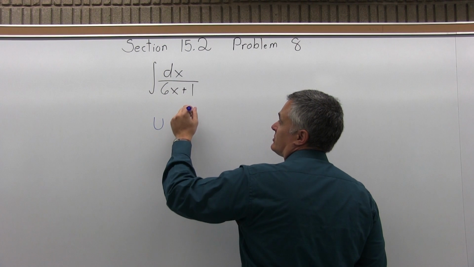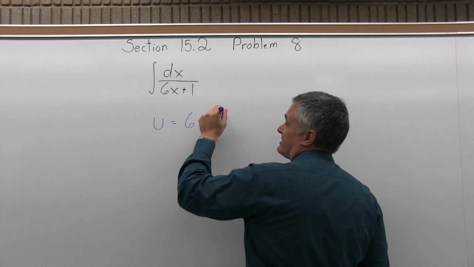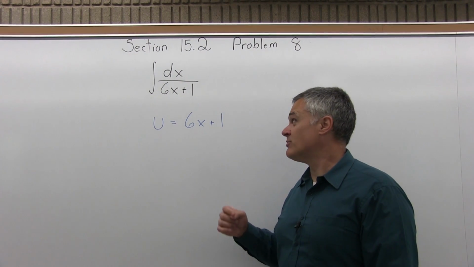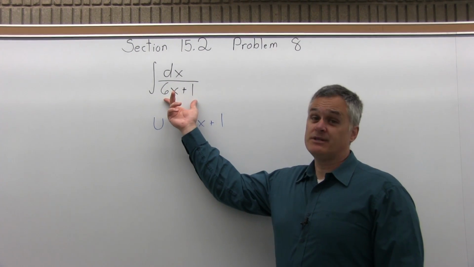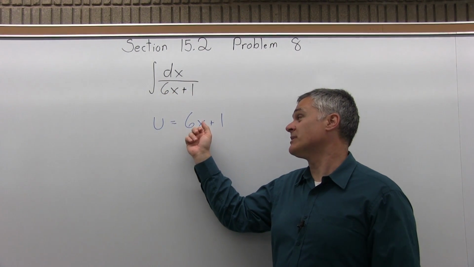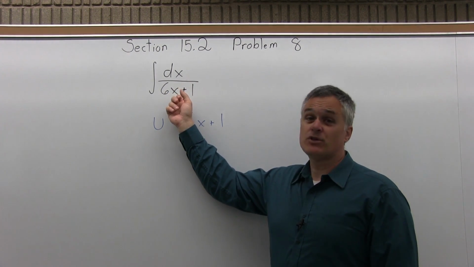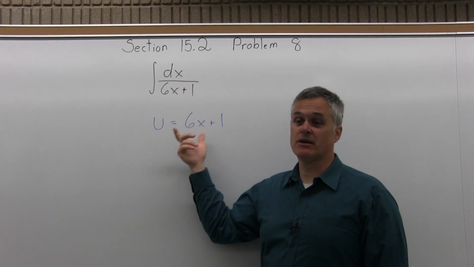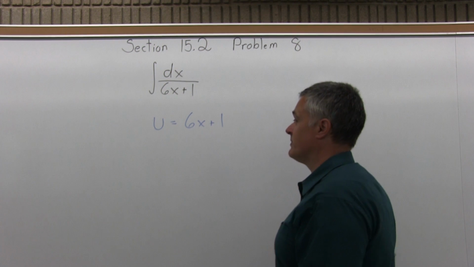And the only logical choice really is what's in the denominator, the 6x plus 1. Again, the common choices of first being stuff in the parentheses, there are no parentheses in this problem, so that's not an option. Stuff in the denominator is a perfect match. Stuff under the root, there's no root. Power of e, there's no e. So it really has to be what's in the denominator. The u has to be 6x plus 1.